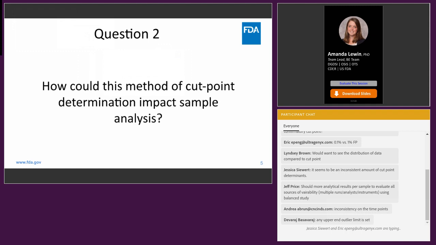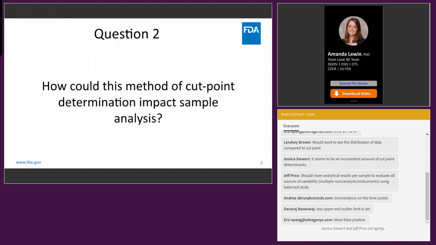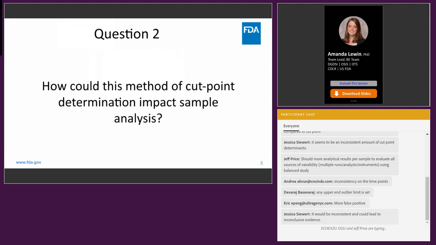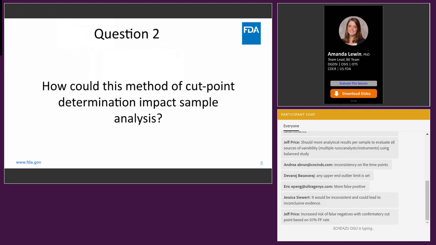Dr. Scheibner in yesterday's presentations really highlighted some of these issues with not having proper cut points set. I'm seeing some more false positives, right? So we see false positives, that means your cut point might be a little bit too low. So which of these is going to result in a cut point that's too low? Let's see, inconclusive evidence. False negative, right, you have a risk of false negatives with your 0.1 versus 1%. Yeah, so seeing some great answers.